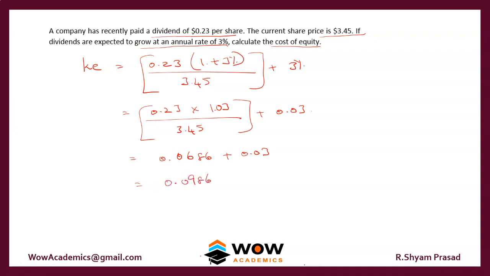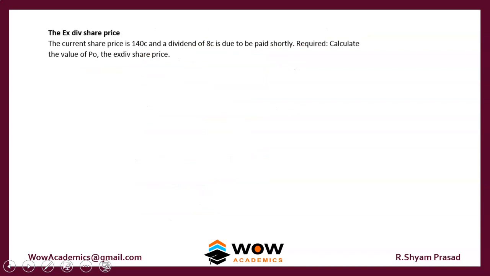0.0986. So either it can be expressed like this, or you can multiply this with 100. The answer then comes to 9.86 percentage. Okay, so the K is 9.86. We'll move on to the next problem.